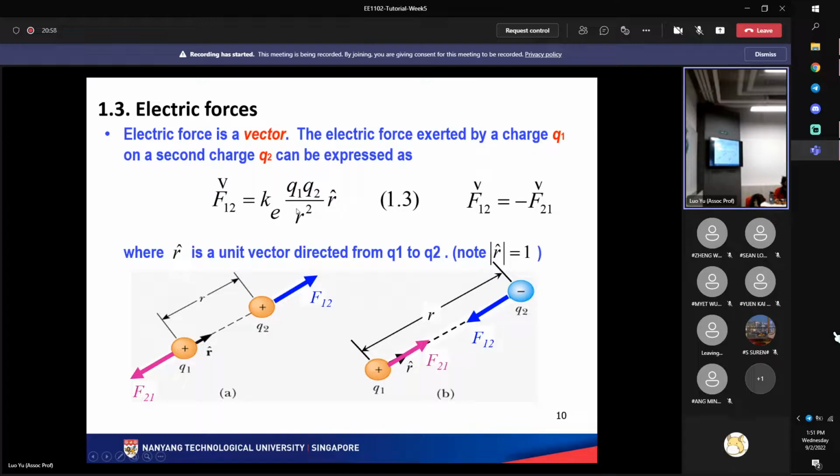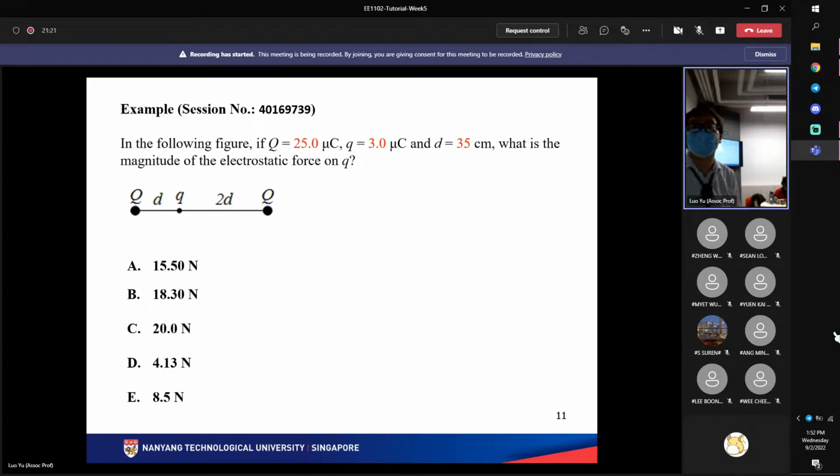If Q1 Q2 is negative, which means this is an attractive force, which is a negative force. So in the vector form of Coulomb's formula, repulsive force is always positive, while attractive force is always negative. Okay? If no questions, let's first take a look at this MCQ before I continue with the tutorial.